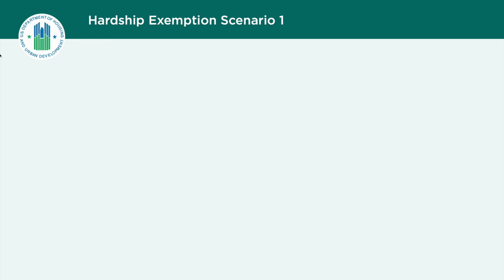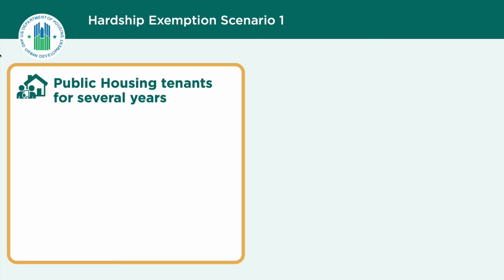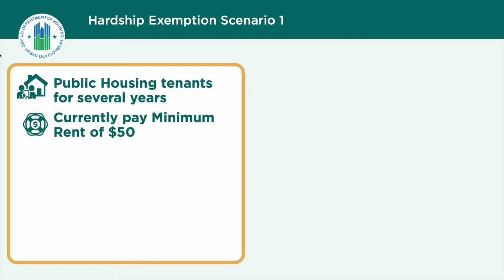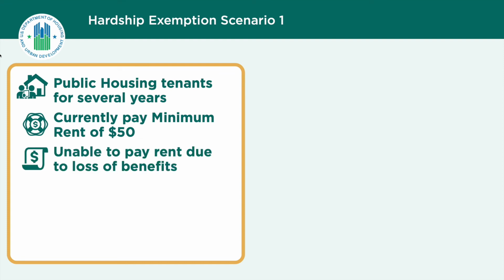To illustrate these scenarios, we'd like to discuss a few possible examples you may encounter. A family has been public housing tenants for several years. Based on their income, they pay the minimum rent, which the PHA has established to be $50. The family has been receiving benefits, but recently lost their benefits. The following month, they were not able to pay their rent due to the loss in income.